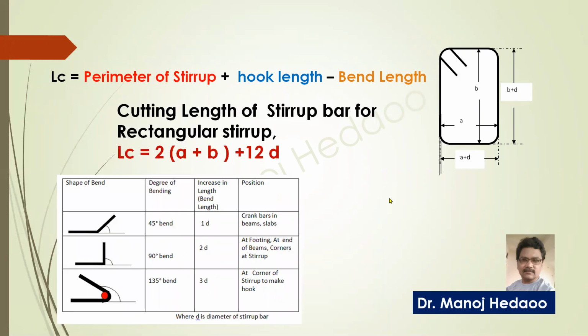And finally, you will get one relation of cutting length, that is Lc equal to 2 into bracket A plus B plus 12D.